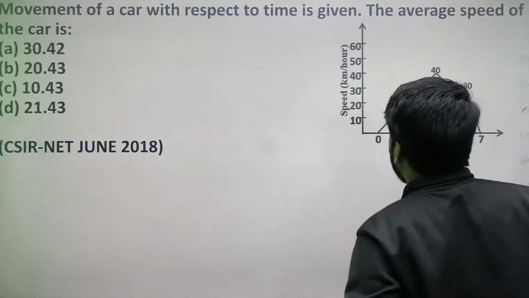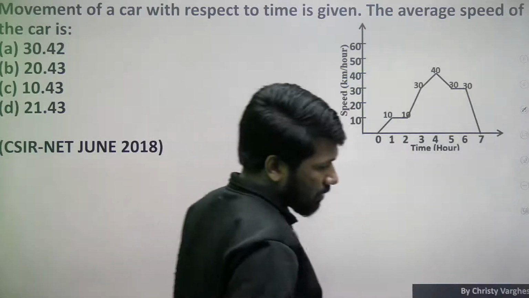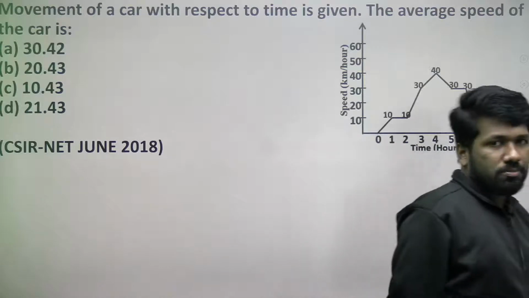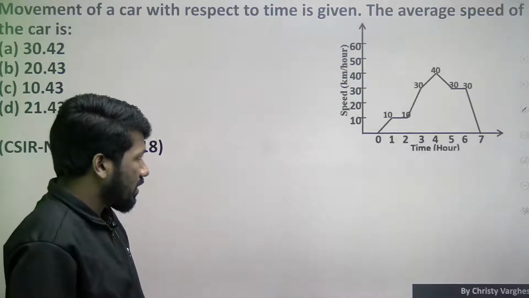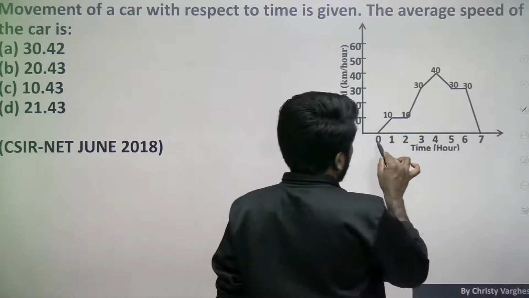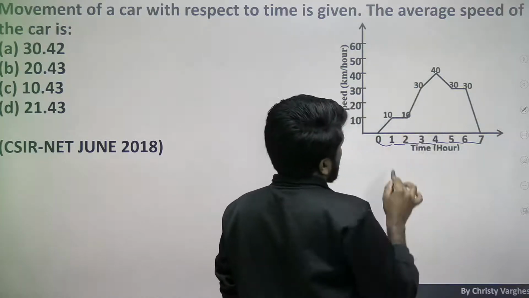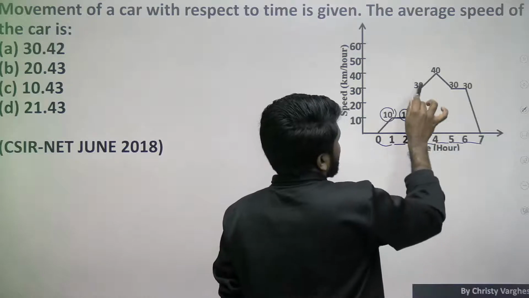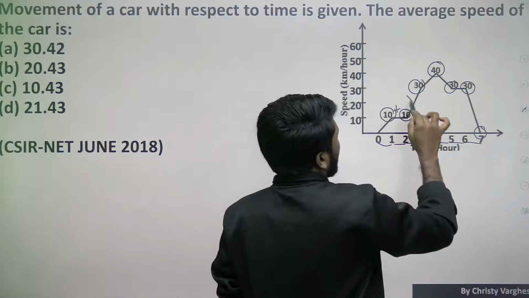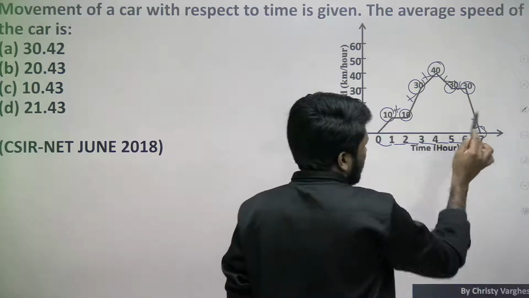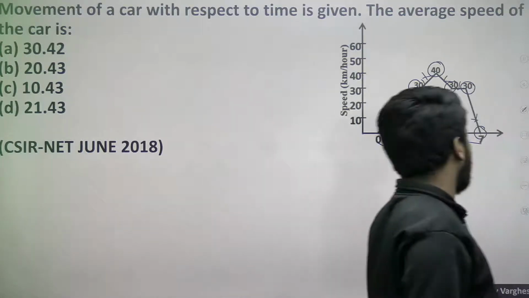Okay, so the movement of a car with respect to time is given. The average speed of the car is... Recently I took a lecture on speed, distance and time in special classes. There I told you how to find average speed. If the time intervals are the same, you can find average speed very easily. Here the time intervals are the same, 1 hour each. The speed in each hour is given. As the time intervals are the same, to find the average speed you just have to find the average of the speeds, only because the time intervals are the same.